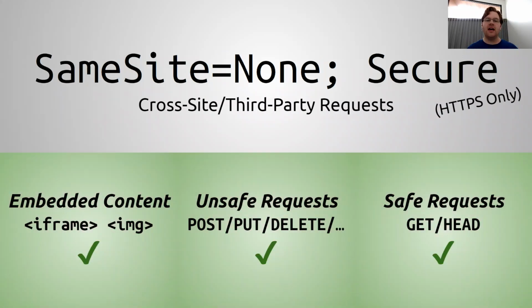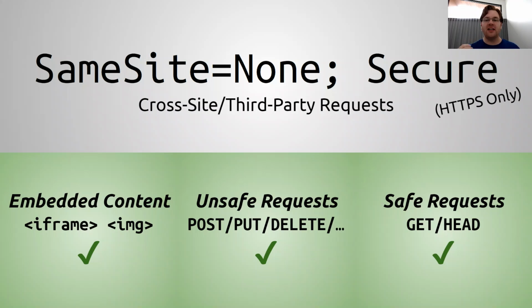Now, same-site none is the opposite end of the spectrum. Same-site none says, please send my cookies on every request. So embedded content, unsafe requests, safe requests, it always sends the cookies, which is great if you need to, say, embed a form on other sites, or if you've got a multi-tenancy system where everyone has custom domains and they need to send requests, say, to your authentication domain. Same-site none will let those through.